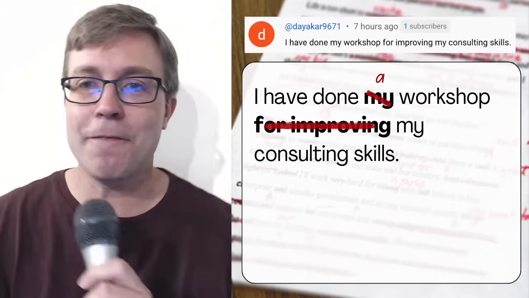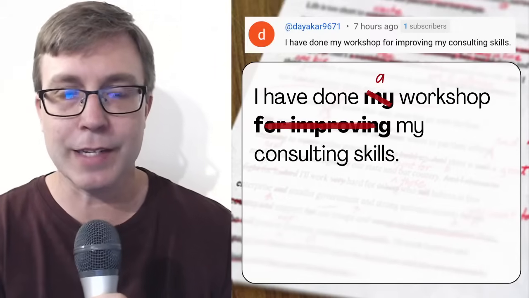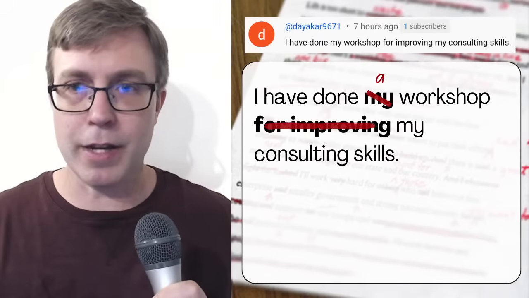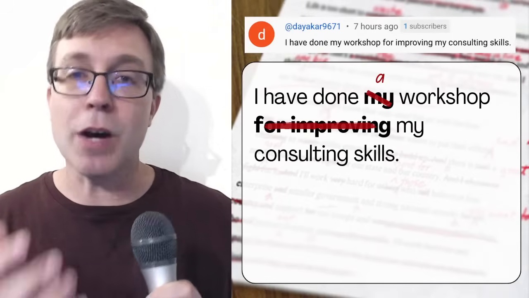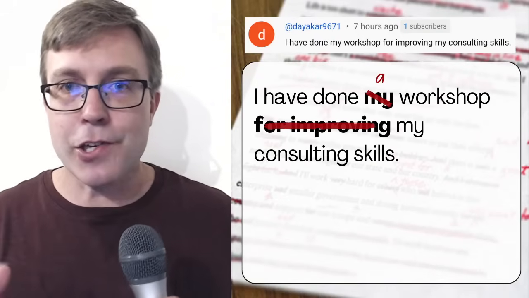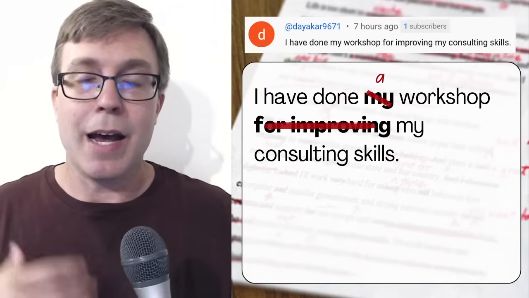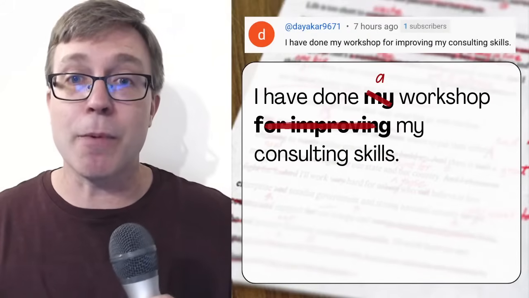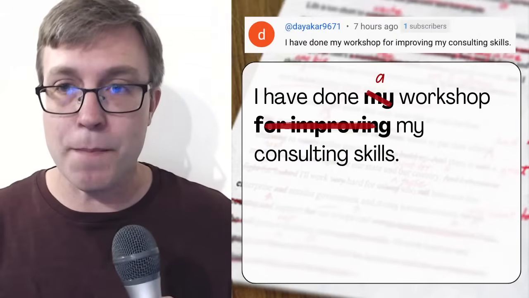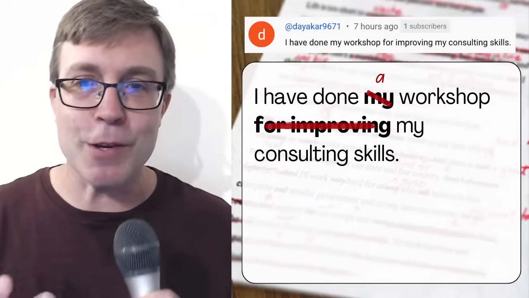The next sentence: I have done my workshop for improving my consulting skills. So I've corrected the first mistake, right at the beginning. I'm going to change it to a. And the reason for that is because in this context, I imagine that it's not my workshop, that I'm running this workshop. I get the feeling that in the sentence they were trying to say they were participating in a workshop. So I changed that pronoun my to a. It's a workshop.